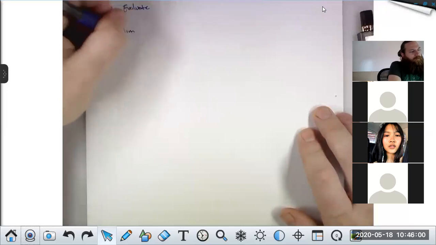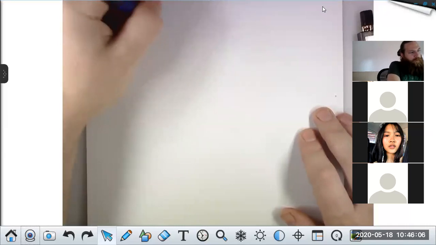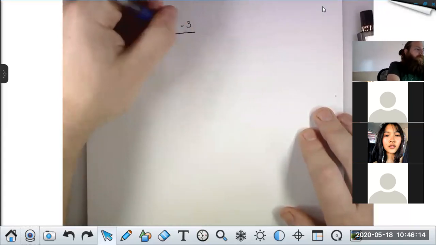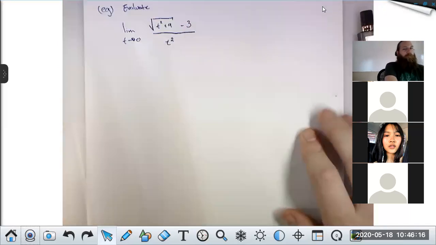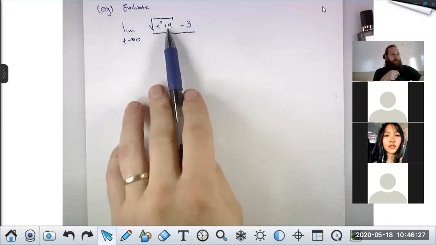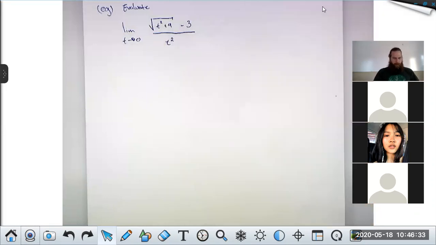the limit as t goes to 0 of the square root of t squared plus 9 minus 3 all over t squared. This has the same sort of issue as the last limit, where if I plug in 0 for t, the top is square root of 9 minus 3, that's 0. And the bottom would just be 0 squared, which is definitely 0. So somehow I need to get rid of the t squared downstairs.